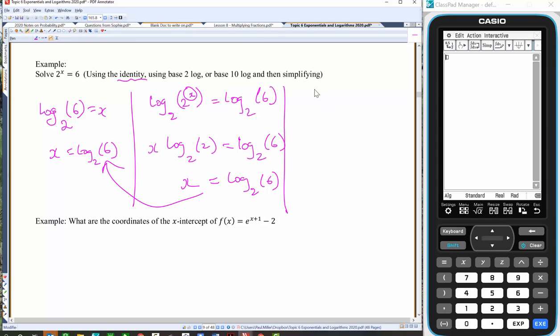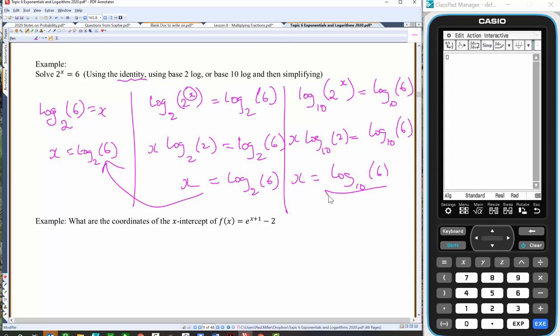Or base 10 log. So let's take the base 10 log of both sides. So log base 10 of 2 to the x equals log base 10 of 6. x log base 10 of 2 equals log base 10 of 6. x is equal to log base 10 of 6 over log base 10 of 2.